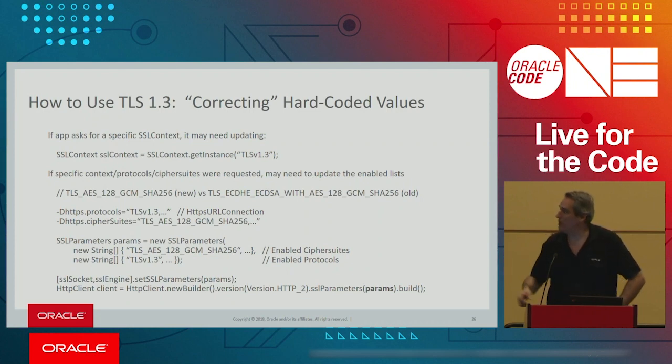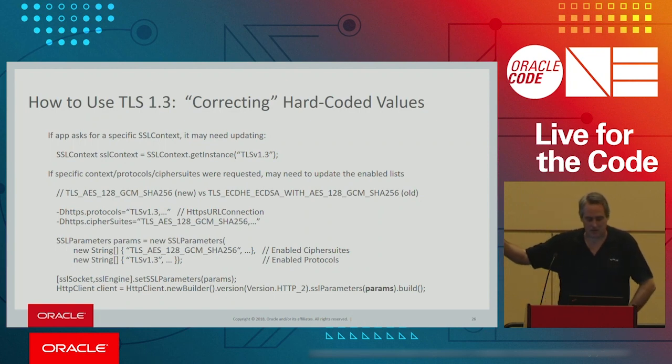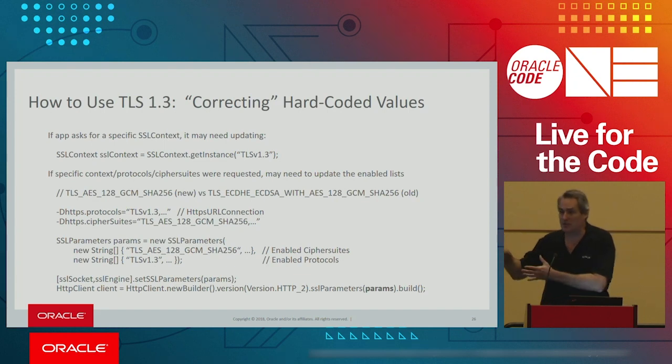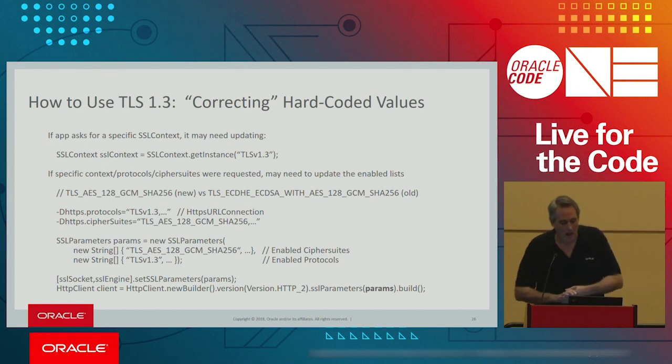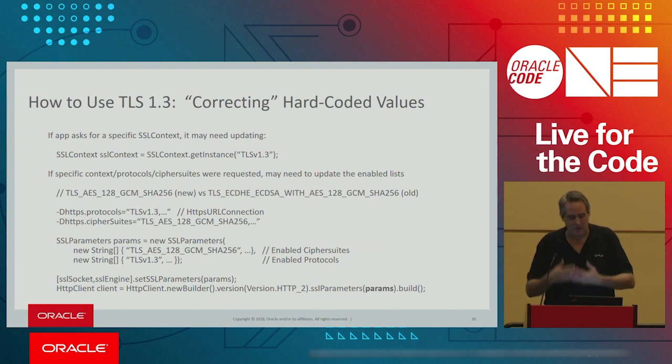So before we used to say TLS ECDHE, ECDSA with AES 128, blah, blah, blah. That's the old style. If you want to use the equivalent, then you have to use the new protocol names, cipher suite names, excuse me. And that applies whether you're using the system properties for HTTPS, using the HTTPS URL connection, or if you're using SSL parameters and you want to hard code those values into your socket or engine.